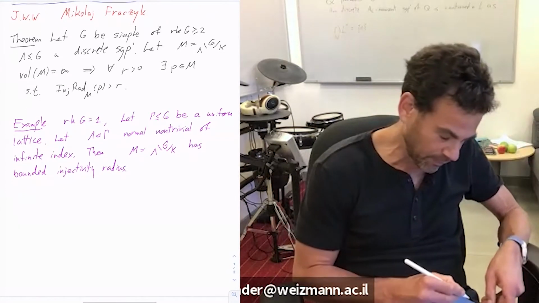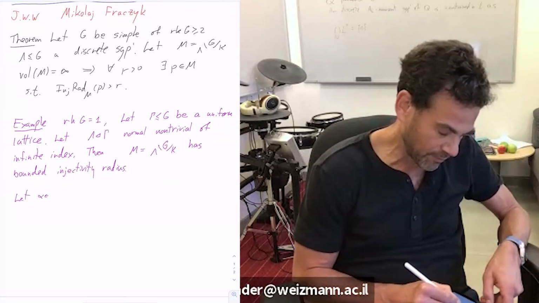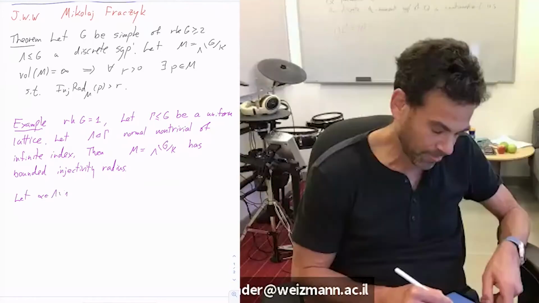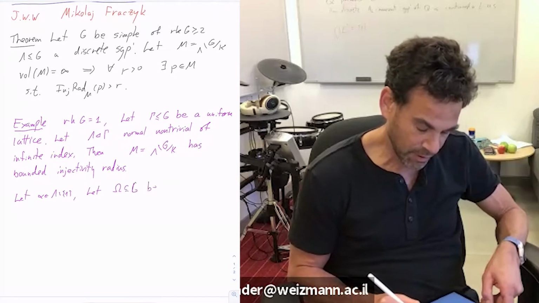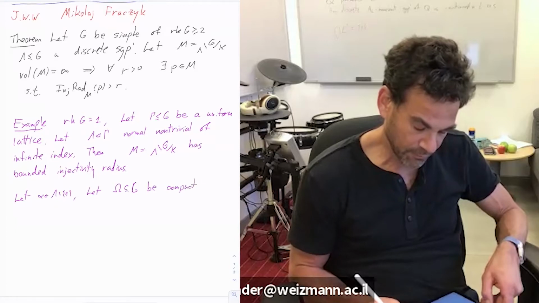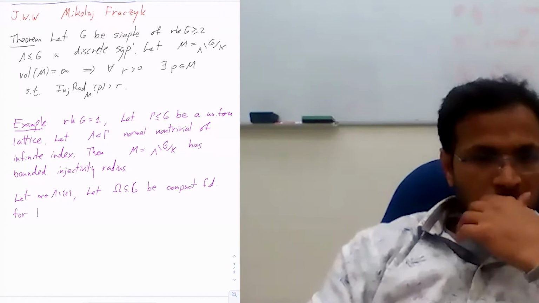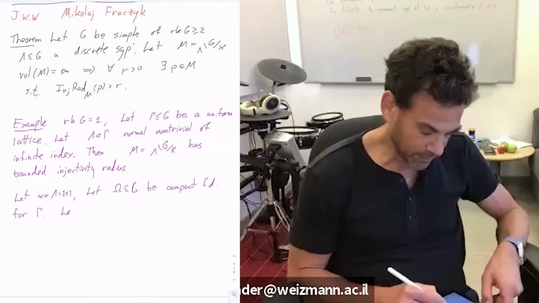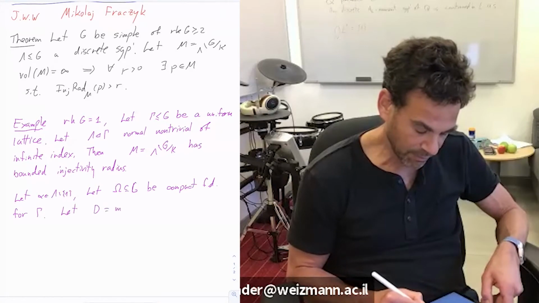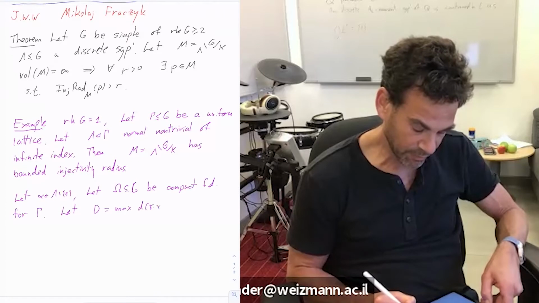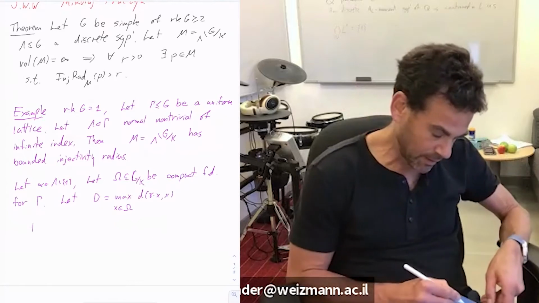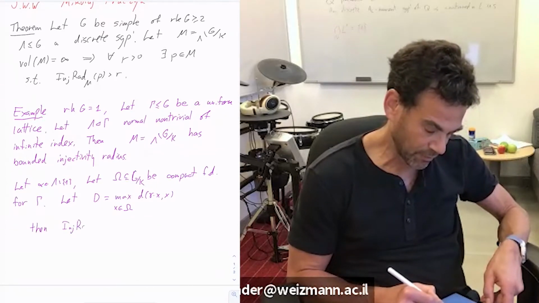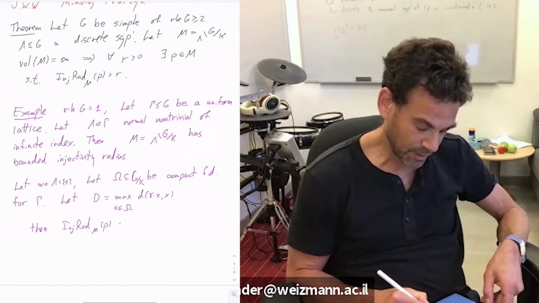And the proof is as follows. Let alpha be inside Lambda, non-trivial. Let Omega in G be a compact fundamental domain for Gamma, and let D be the maximum of the displacement of alpha on X, where X belongs to Omega. I think of it in the symmetric space. Then the injectivity radius inside M of any point is at most D.